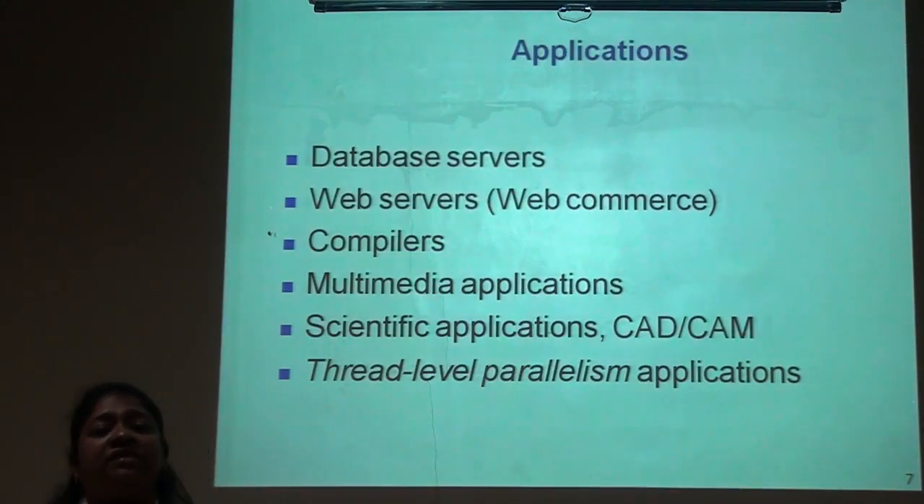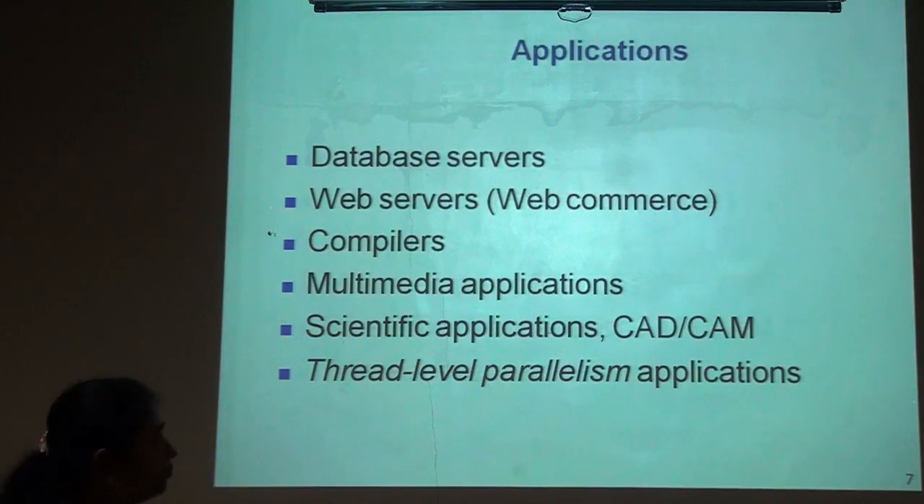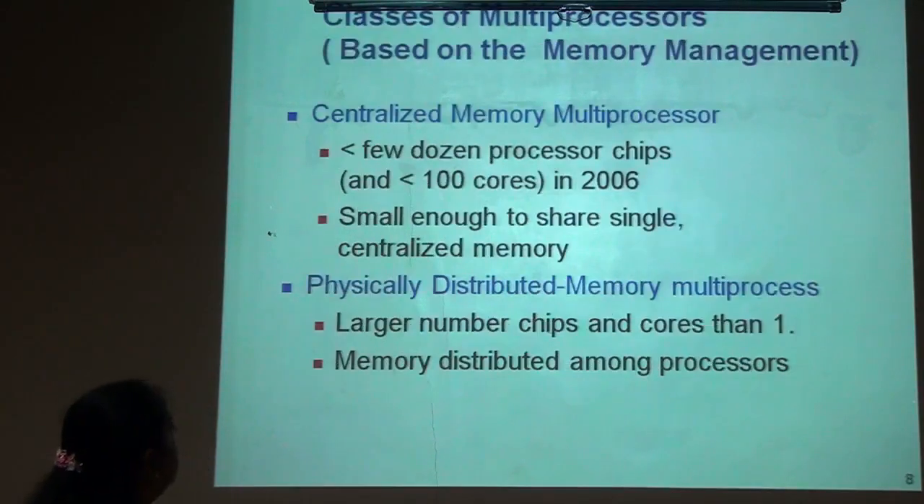ILP, here the instructions can be executed in parallel, but we get more disadvantages and the performance is very low. And in DLP also, the data can be executed in parallel. But why thread level parallelism is very important is, here every application, single program or single task can be taken and executed.